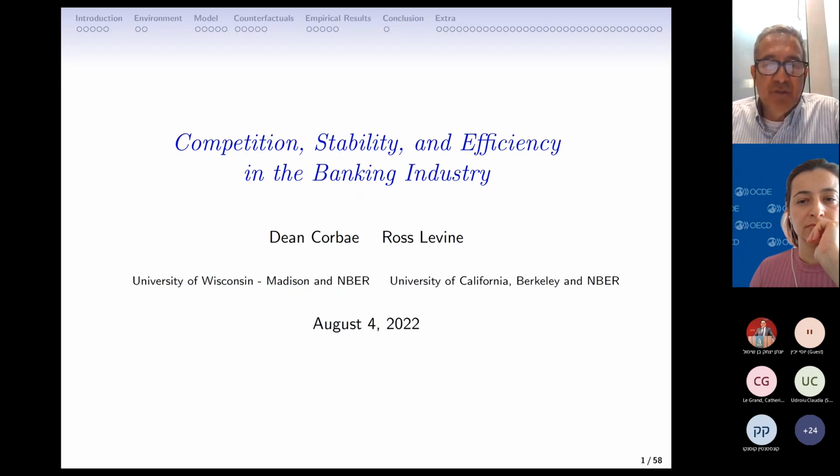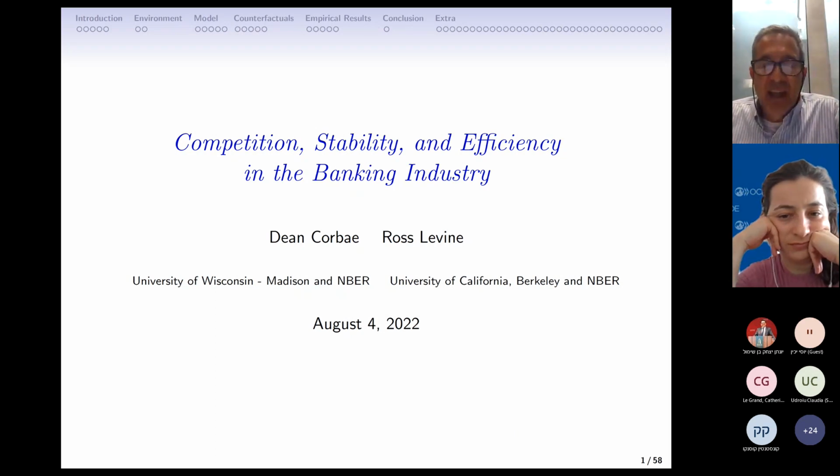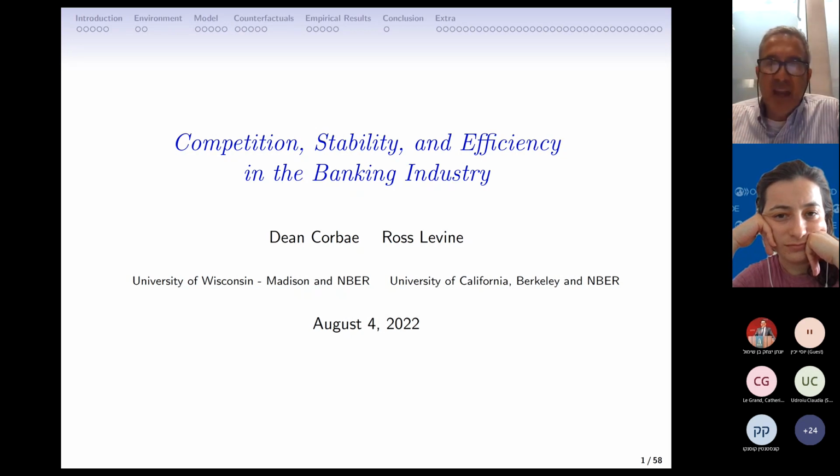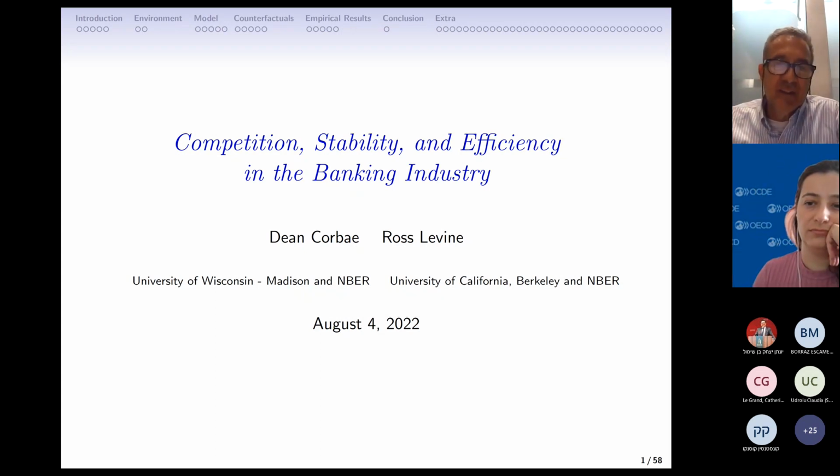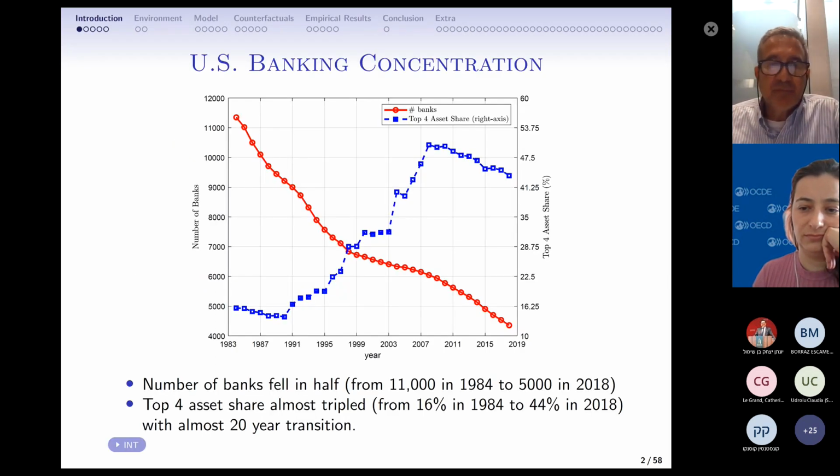So this is joint work with Ross Levine. And just to give some background on this, in 2018, the Jackson Hole Conference was about how changing market structures were going to affect monetary policy. So there were 4 different papers. Our paper focused on what the implications of changing market structure were for the banking industry.